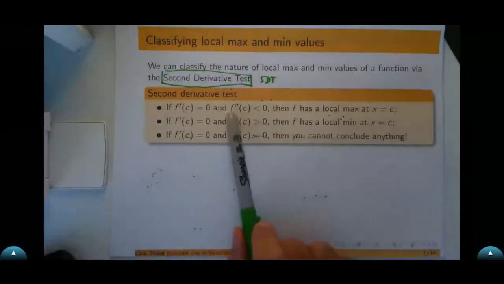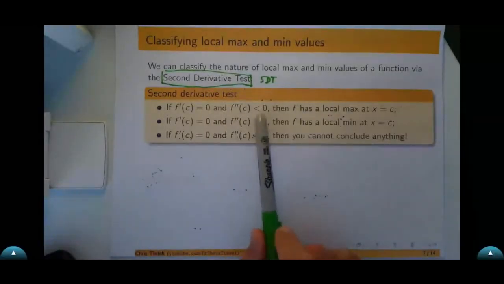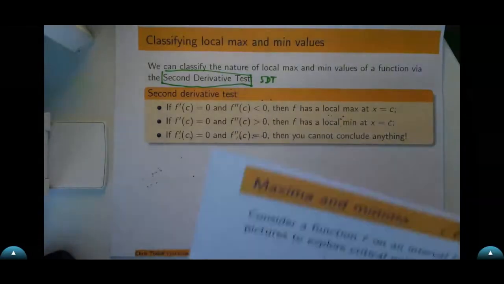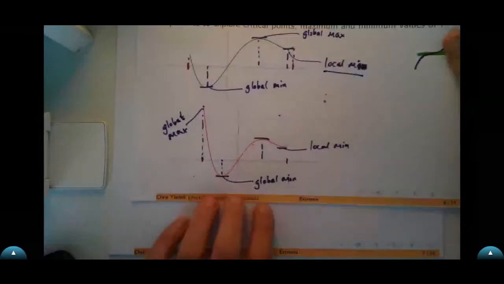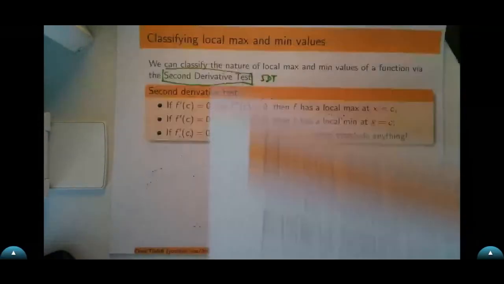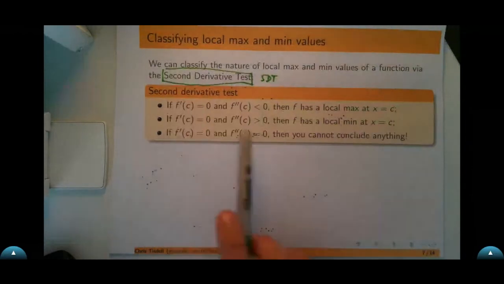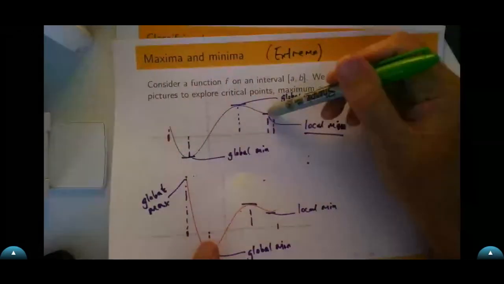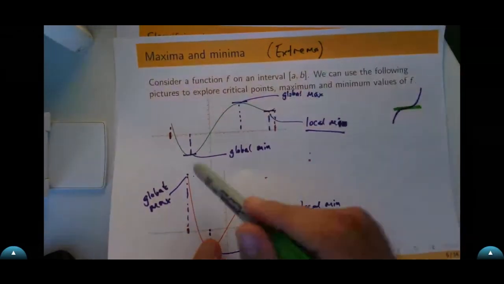Okay, if the derivative of the function at a point is 0 and the second derivative at that point is negative, then f has a local max, right? So it might be something happening like that. If the derivative is 0 and the second derivative is positive, then f has a local min. So it might be something like that.